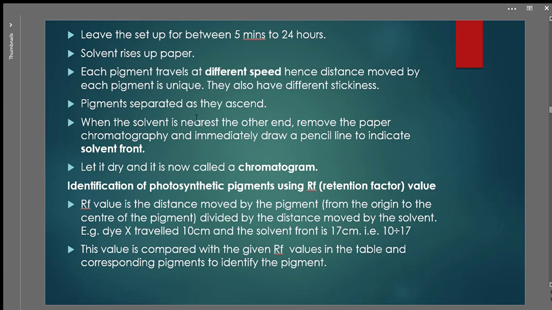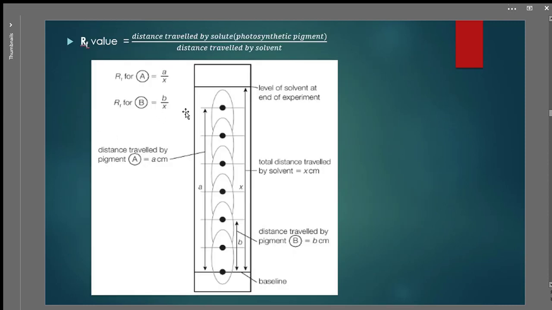When the solvent is nearest the other end, remove the paper chromatography and immediately draw a pencil line to indicate the solvent front. Now, if I take you to my diagram here, you will realize that this ether that you placed here, as it moves up, will tend to move faster than the dyes. Meaning, at some point, it will be ahead. In all the cases, it will be ahead.